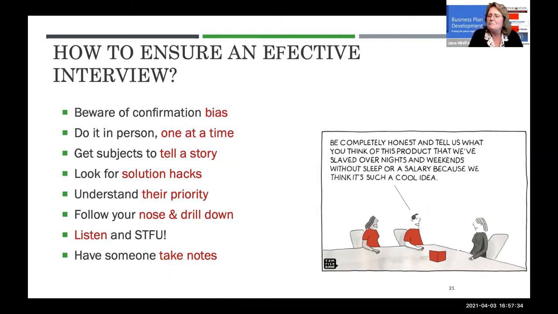When you're doing the interviews, make sure you only interview one person at a time. Otherwise, you might get groupthink, or people might go off on other tangents. We really want to hear about that one person's experience.